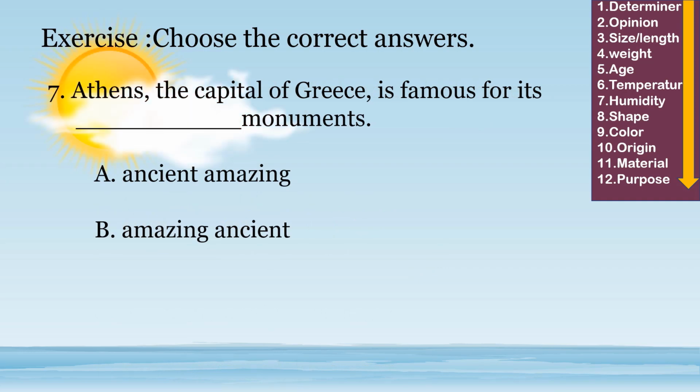Okay, question 7. Athens, the capital of Greece, is famous for its blank monuments. Okay, let's number these adjectives. So ancient is age, so it's in position 5. And amazing is opinion, so it's number 2. So amazing is number 2 and ancient is number 5. So based on the order of adjectives, the correct answer is B.